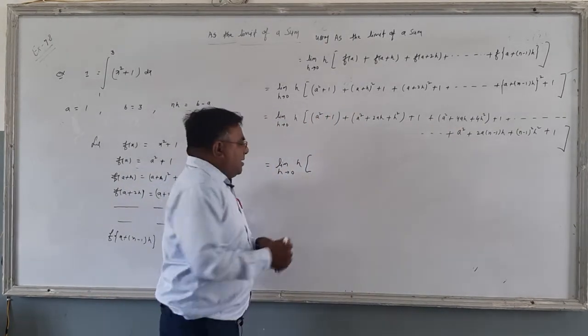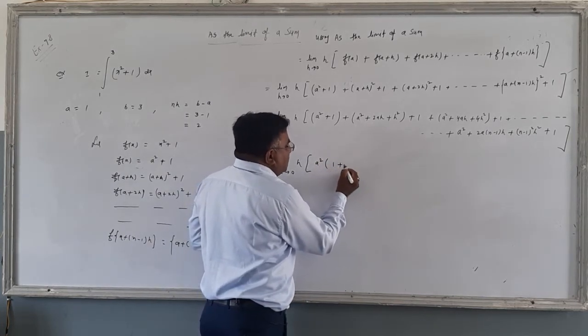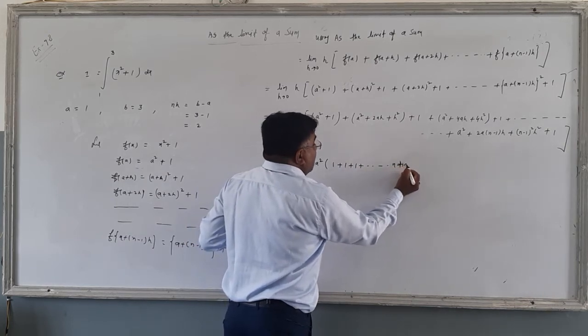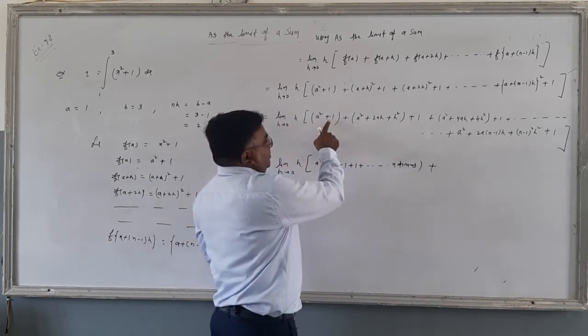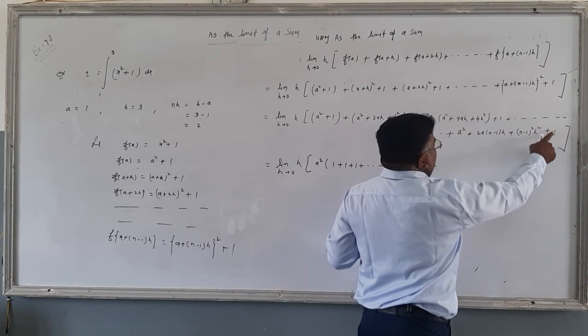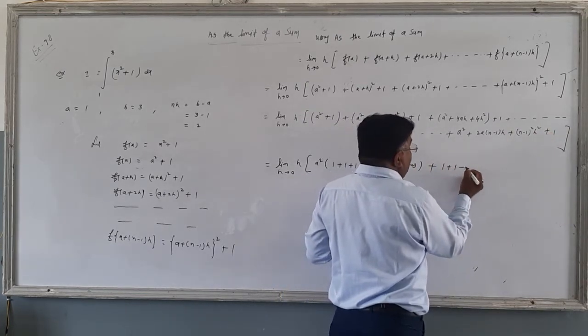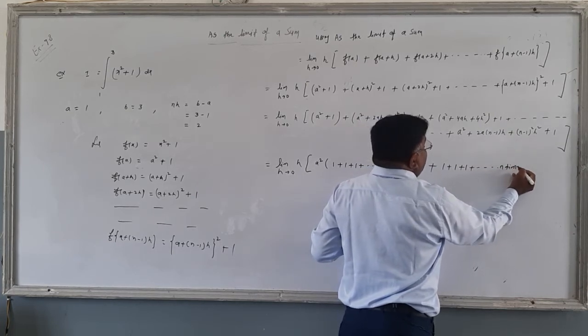Every term a square, so a square is common. Now series is 1 plus 1 plus 1 plus, that is n times. Is the first series. Now the second series, second term is 1 plus term. Every function this term is given. So 1 plus 1 plus 1 plus 1 plus n times. This is the second series.